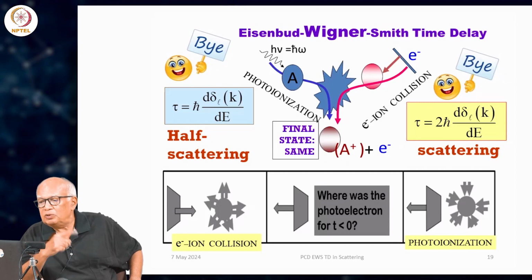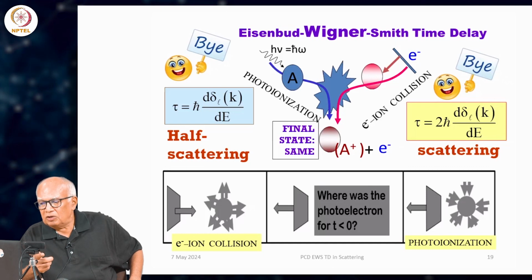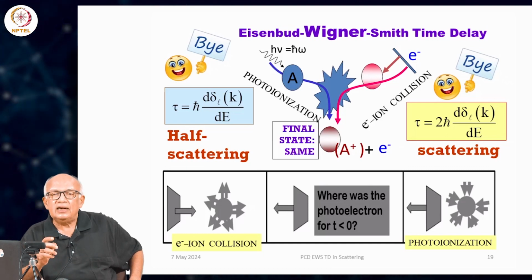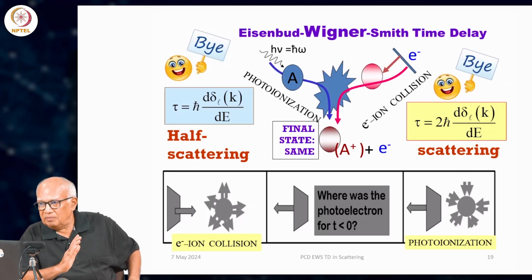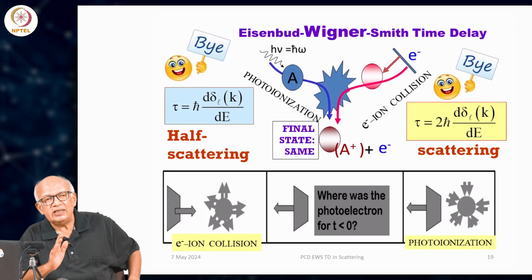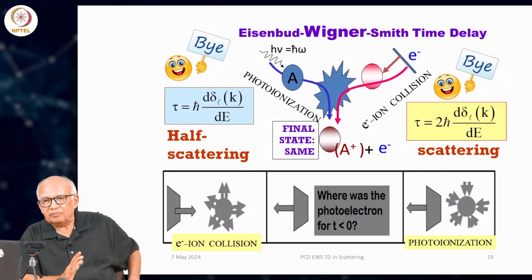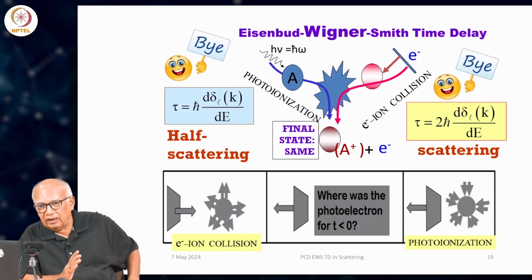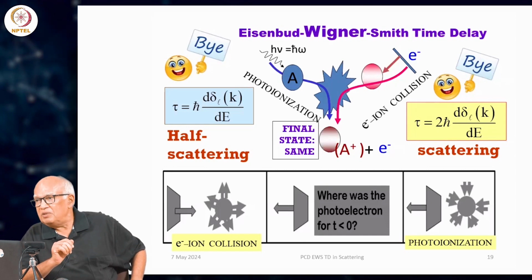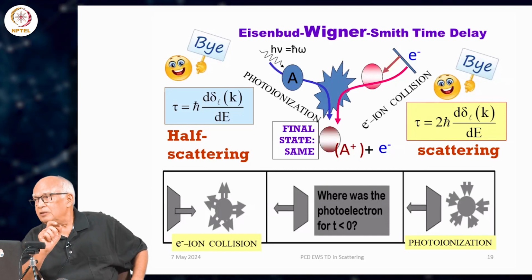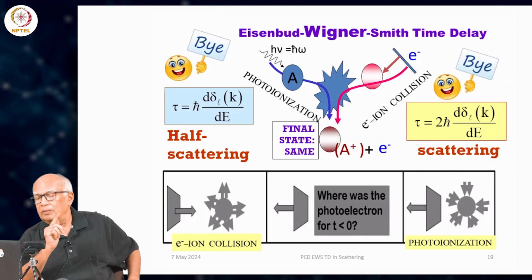I think I might come to that in tomorrow's first lecture rather than today's second lecture, because in today's second lecture I want to discuss the Smith version of time delay. What we have discussed is the Eisenbud-Wigner version of time delay. So, in the next class after lunch, again after a light lunch, we will discuss the Smith version of time delay, and that is important for one very major idea that I am going to discuss.